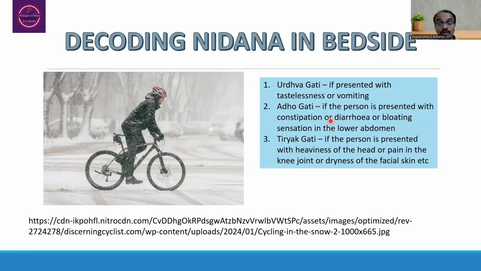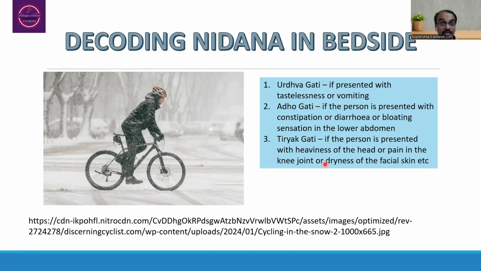When you think about the Urdhvagati, if the person presents with tastelessness or loss of appetite or vomiting, then we are going to say the possibility of the movement of the dosha is in the upward direction. Whereas Adhogati refers to the person presenting with either bloating sensation or constipation or diarrhea. So those two, Urdhva and Adhogati, are mainly related with the Mahasrotas affliction.